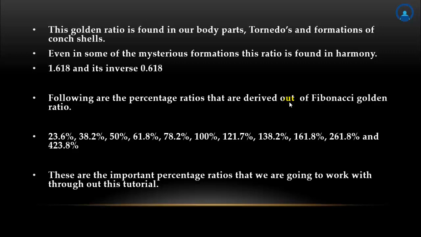The following are the percentage ratios that are derived out of the Fibonacci golden ratio: 23.6, 38.2, 50%, 61.8%, 78.2, 100, 127, 138, 161, 261, and 423.8. The ratios which are lesser than 100 are known as retracement ratios, and ratios that are more than 100 are known as extension ratios, as they extend beyond 100% of a price move. These are the important percentage ratios that we are going to work with throughout this tutorial.